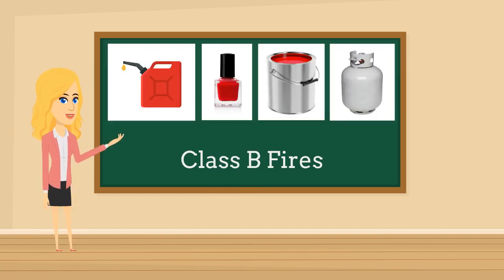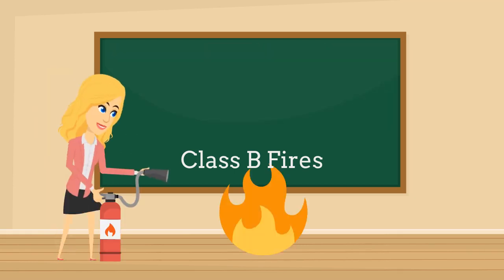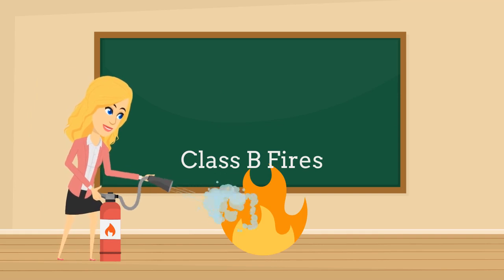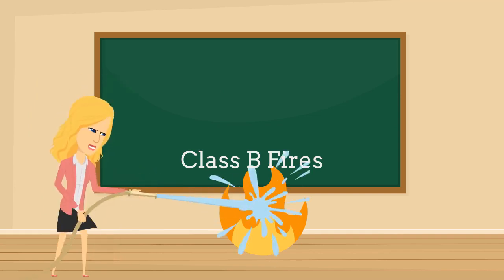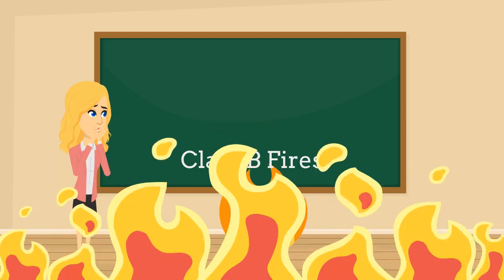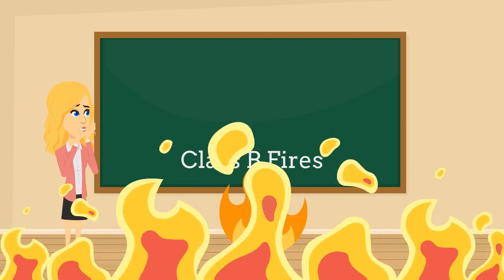Class B fires are started by liquids or gas. Examples are gasoline, alcohol, propane, oil-based paints, lacquers such as household nail polish, and petroleum grease. Class B fires need to be put out with a foam extinguisher that will smother the fire and deplete oxygen. Do not use water. Water will cause the fire to spread.